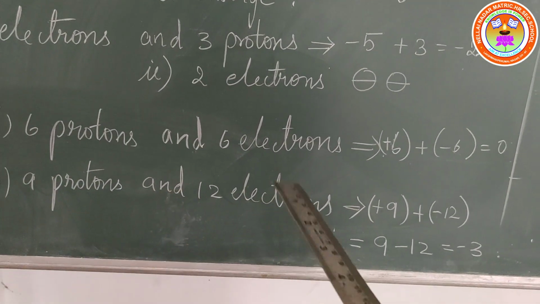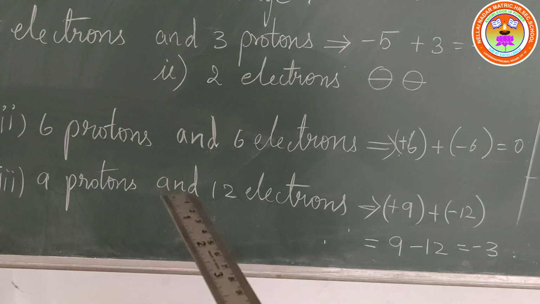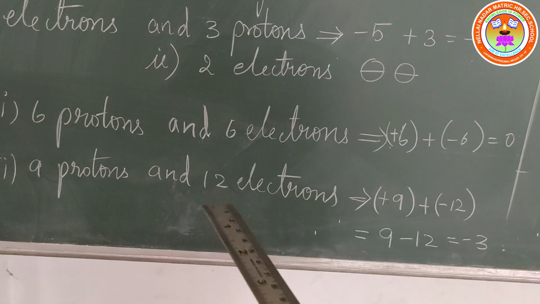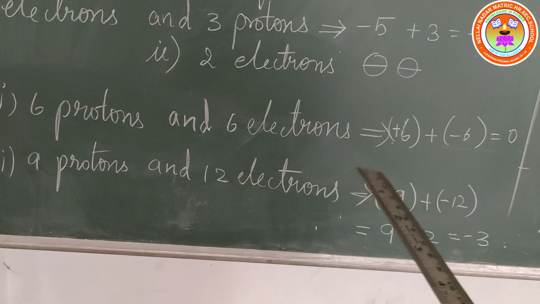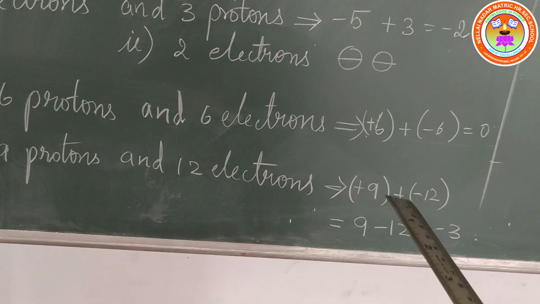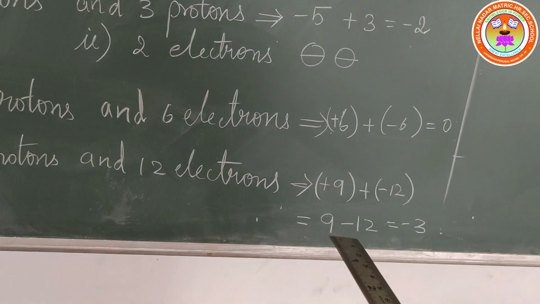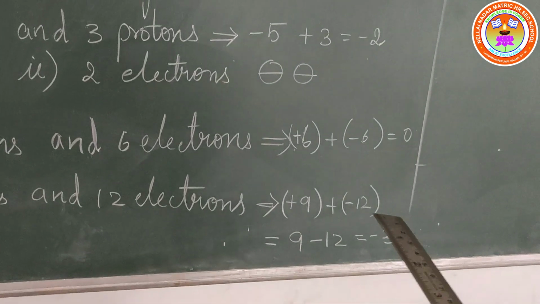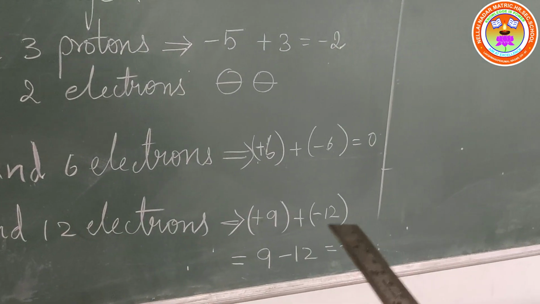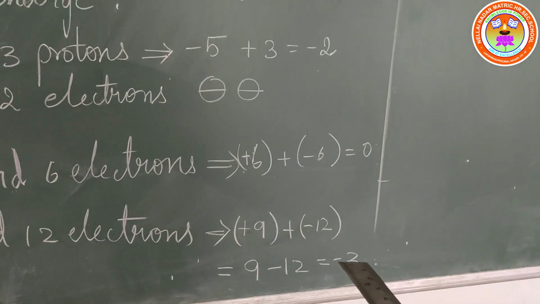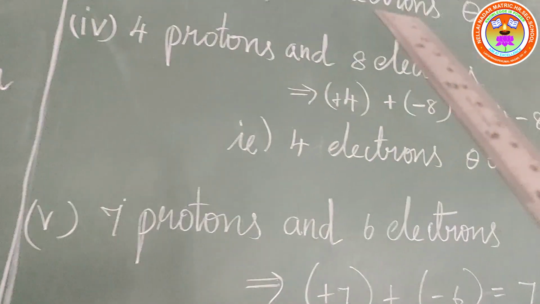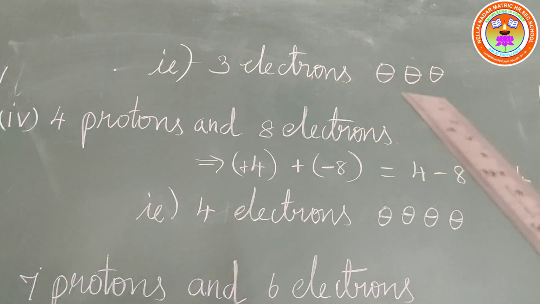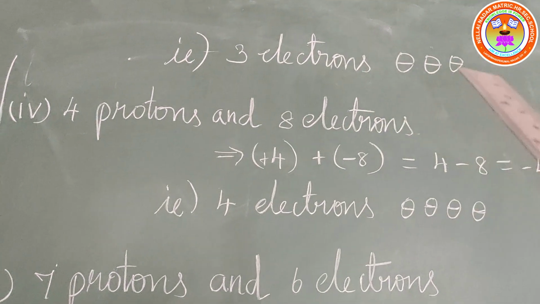Yes. Next, 9 protons and 12 electrons. So 9 protons means plus 9, plus 12 electrons is what? Minus 12. So plus 9 plus of minus becomes minus. So 9 minus 12 is what? Minus 3. So here minus 3 is nothing but what? It is electrons. So how many electrons are there? 3 electrons. So I have represented the electrons like this.